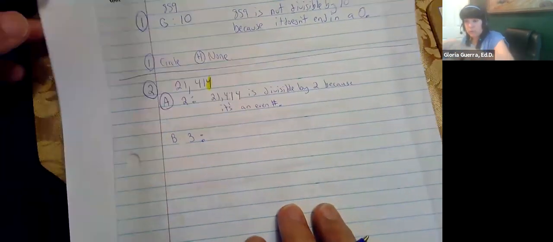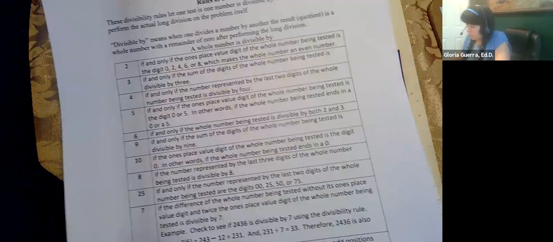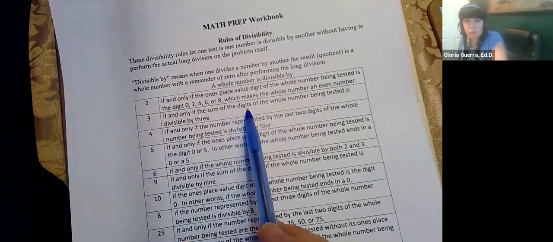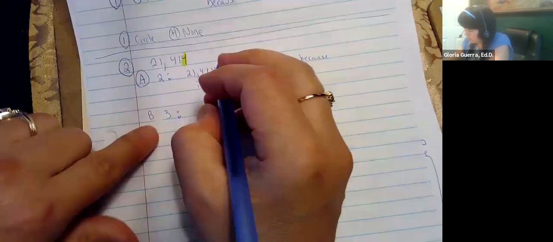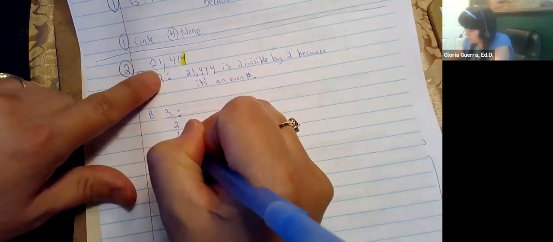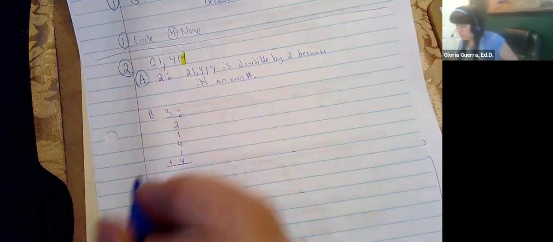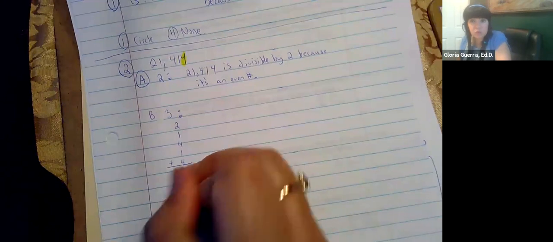Now you remember the rule for 3? A whole number is divisible by 3 if and only if the sum of the digits of the whole number being tested is divisible by 3. So you want to add up the digits. For 3, you want to add up the 2, the 1, the 4, the 1, the 4. So I'm going to add those up. Did you get 12? I think I got 12.